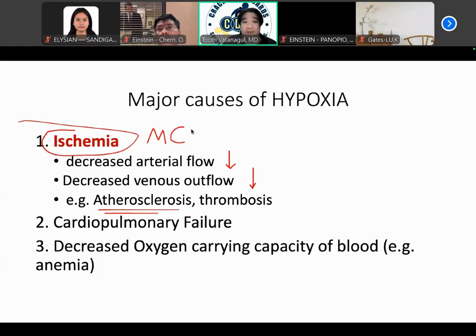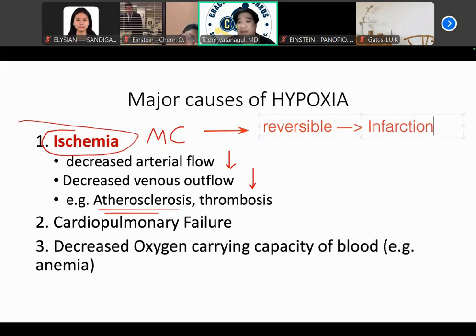And what happens with ischemia? So my question is very simple. What is ischemia? Is it reversible or irreversible? Ischemia is still considered to be reversible. However, when ischemia is not reversed or corrected, it becomes an infarction, which is actually already a form of necrosis.